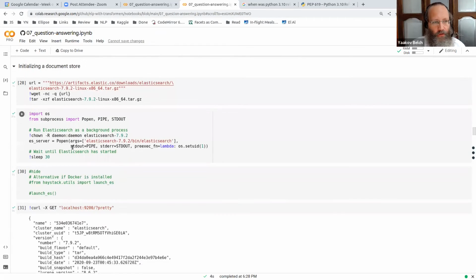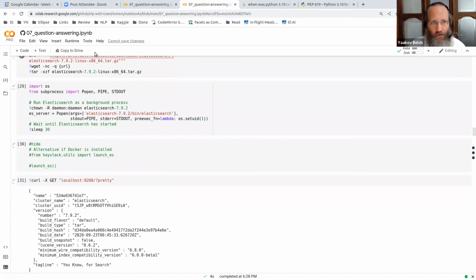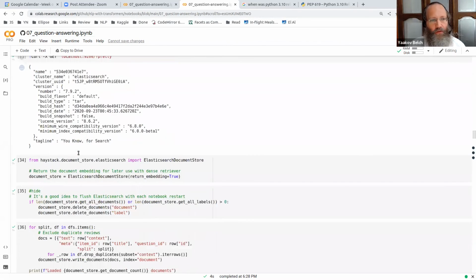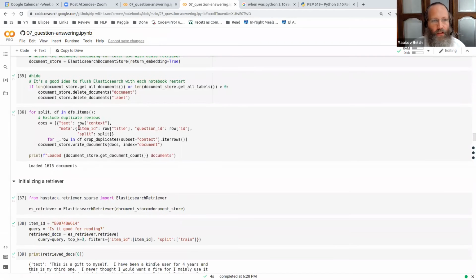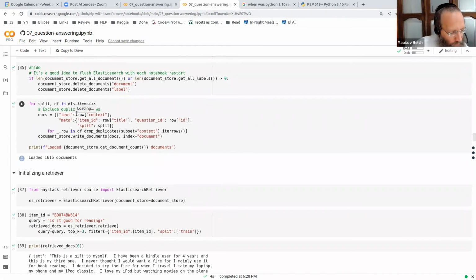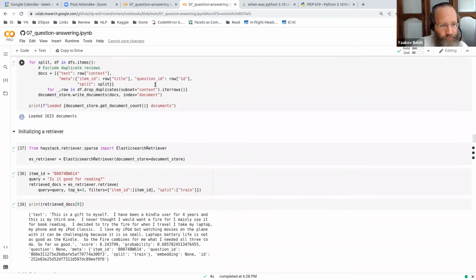You can install it. Now, when you run this notebook on Colab, you take out this cell, because we have two different ways to start Elasticsearch, and this one works and this one doesn't work. So I have commented it out. And besides, Elasticsearch works, and you basically take all the documents and just put them into the search engine.